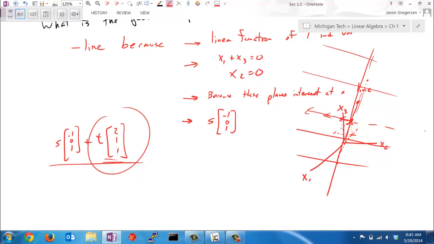I could have a case where I have 2 of the same planes, and like this, infinitely many solutions, and it's a line. Or I could have this. They're all essentially multiples of each other. They're all basically the same plane, in which case the solutions are anything on the plane. So those are those 3 cases geometrically. Any questions about that?